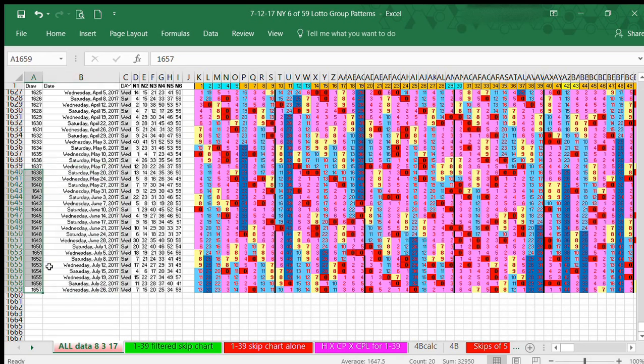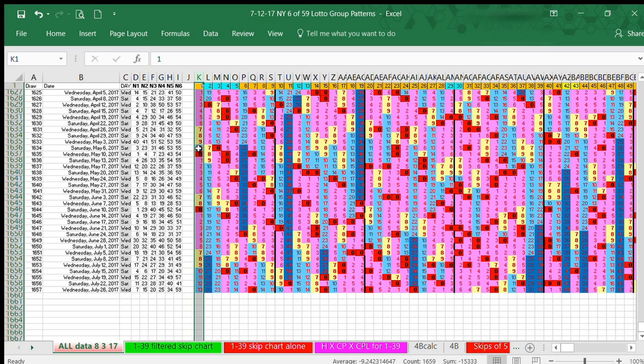1,657 drawings. This goes all the way up. If I go up, I can go to the beginning of the game. This is a drawing since hit chart. Draw number, date, day. These are the numbers. Red is the same as the drawing since hit chart.